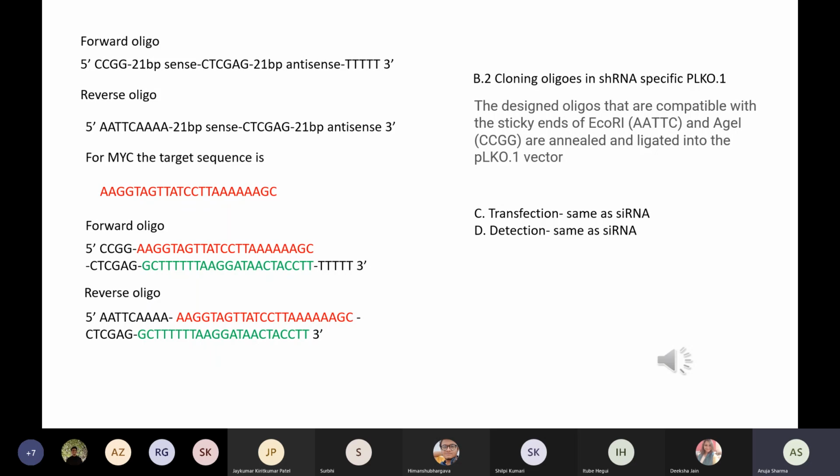And once it is transfected in the cells, like siRNA, for shRNA also the level of the target gene should be analyzed to see whether the shRNA is actually silencing that particular gene or not.